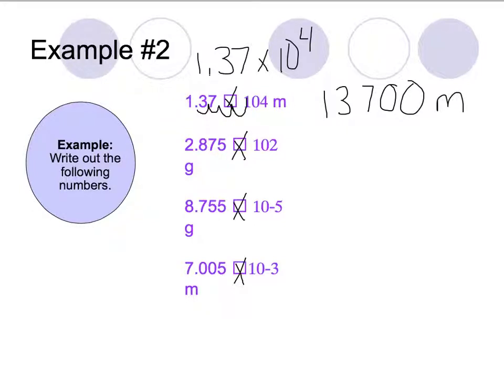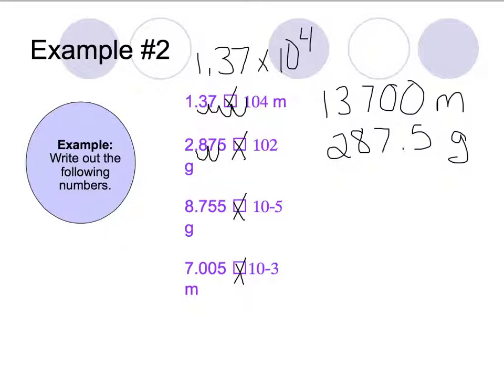The same thing's going to happen here. So this is to the 2nd power. That means that number is going to be greater than 1. So we're going to move the decimal place 1, 2. So this becomes 287.5 grams.